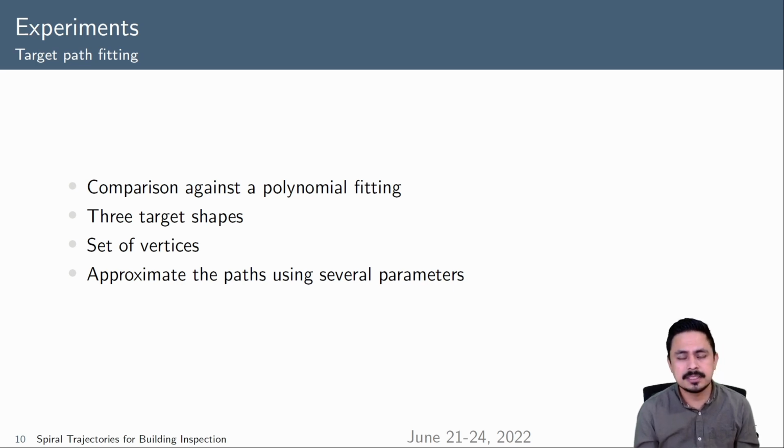So we have tested our method in a simulation. First, we compare the fitting performance of the Fourier transform versus a polynomial fitting. We have used three target shapes defined by a set of vertices. So we compare how those fitting methods can approximate the target path.